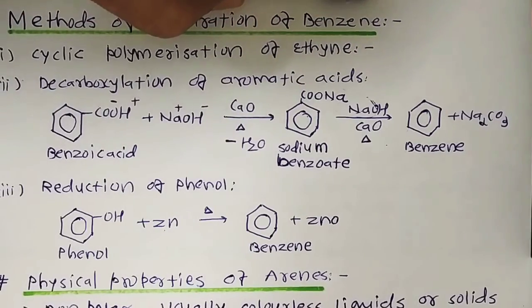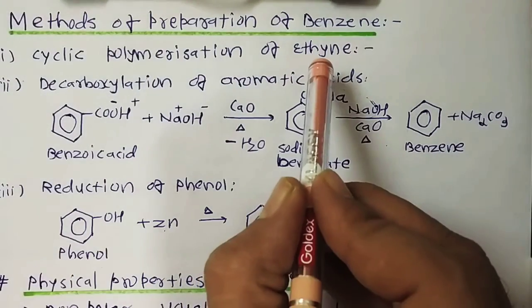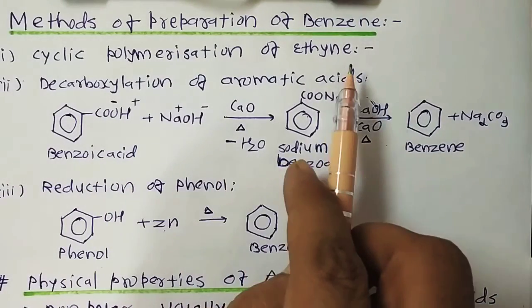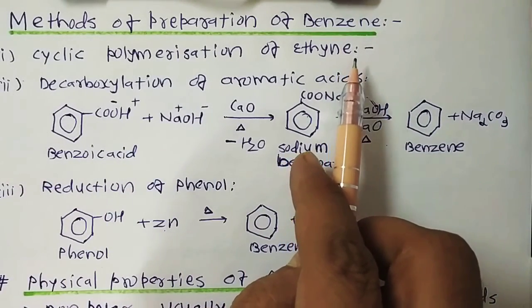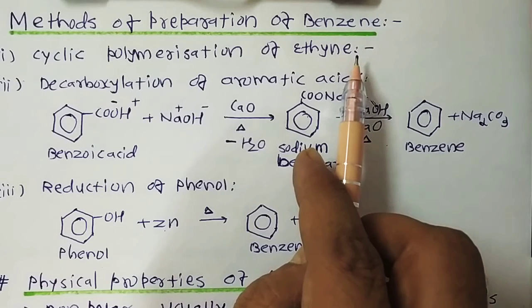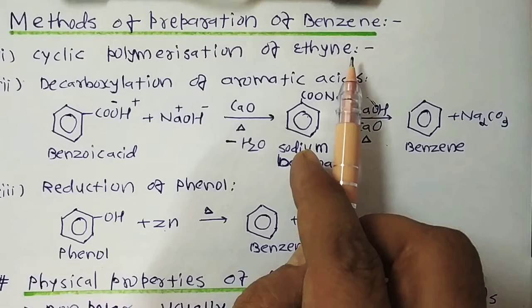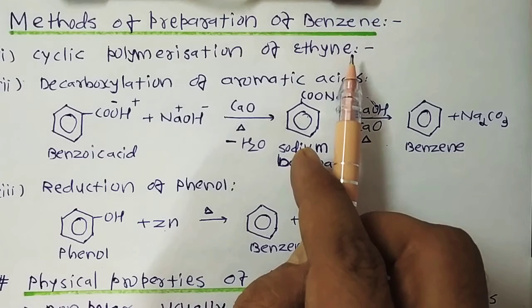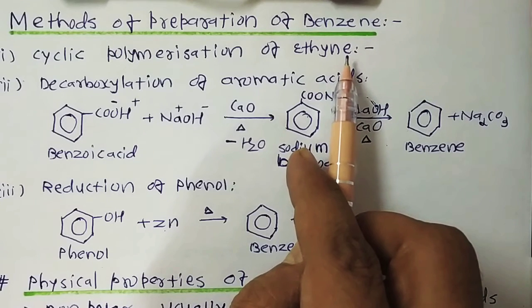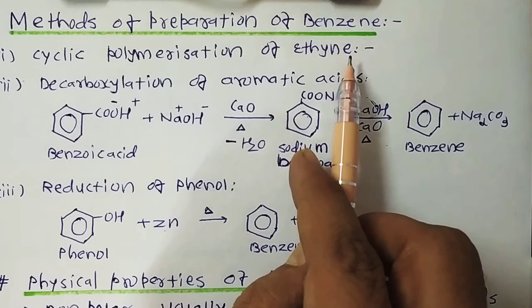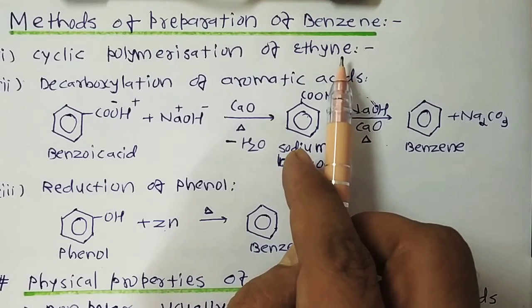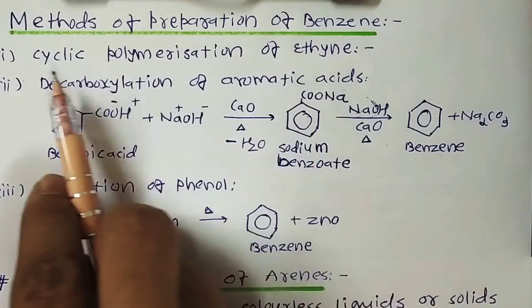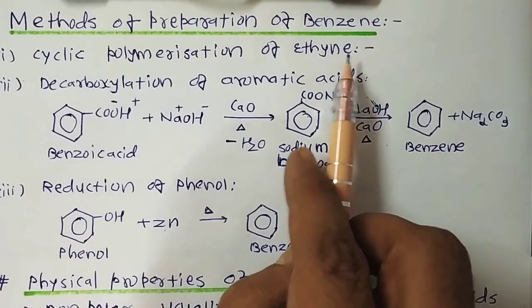The first method is the cyclic polymerization of ethyne. As we know, the cyclic polymerization of ethyne is discussed in our alkyne sessions. In the case of alkyne, we take 3 moles of acetylene or ethyne and pass the vapor into an iron tube at 600 degrees centigrade. It is converted into a cyclic compound like benzene. It's the most important method to form an aromatic compound from an aliphatic compound. This topic was discussed in our prior portion.